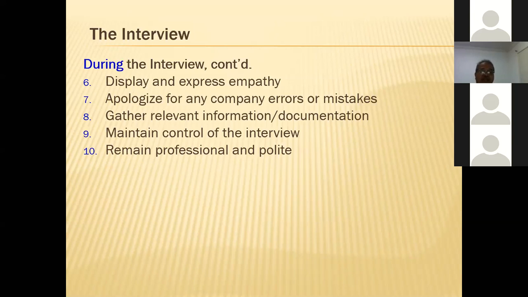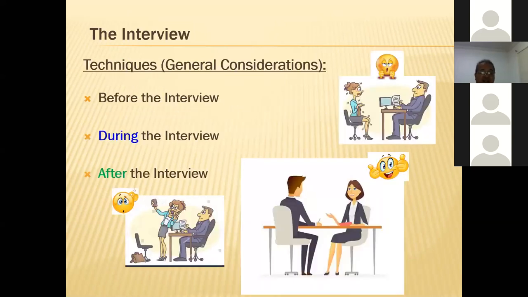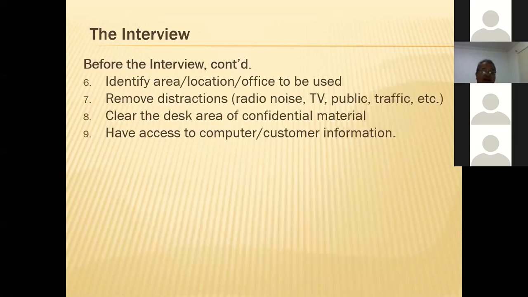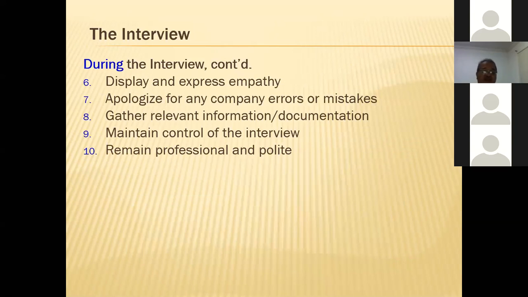Maintain control of the interview. You will notice that at the beginning, there's that lady at the top. She started off shaking in her boots, but then down to the left, you see her, man. She's doing selfies and all kinds of things, right? So that's kind of extreme, but you want to maintain control of the interview.